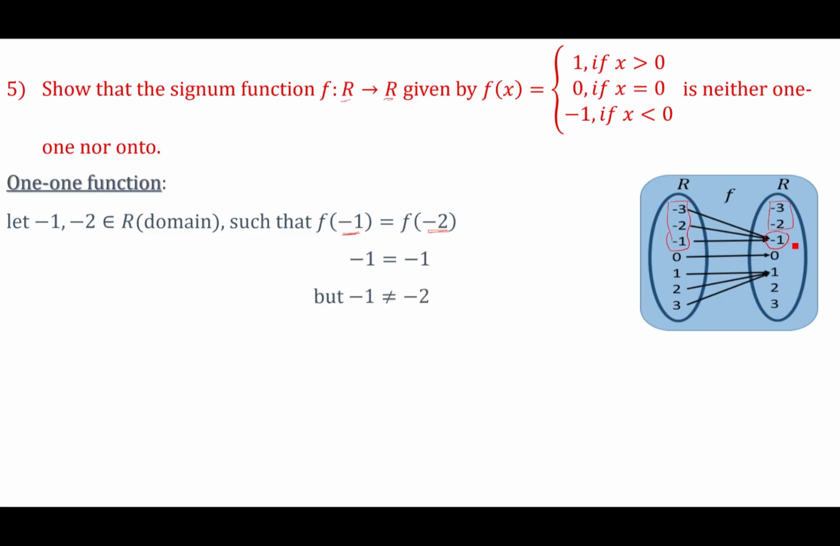But x is not equal to y. This is the condition, no? X must be equal to y, then only we can say the given function is one-one. But here x is not equal to y. Negative 1 is not equal to negative 2. So the given function is not one-one.